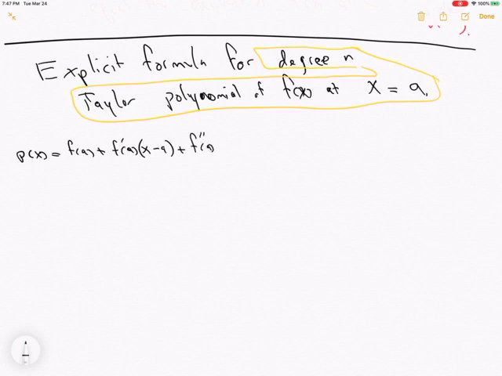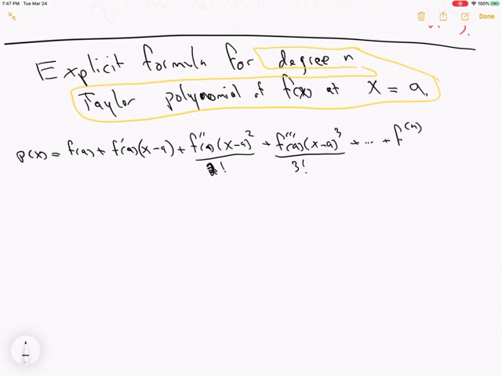F double prime at a times x minus a squared, and we divide it by 2 factorial, plus f triple prime at a times x minus a to the 3rd power, all over 3 factorial. And at this point, you can sort of see the pattern. So we just continue this out, and we stop when we get to the nth derivative at a times x minus a. This whole thing is to the nth power. That whole thing is divided by n factorial.